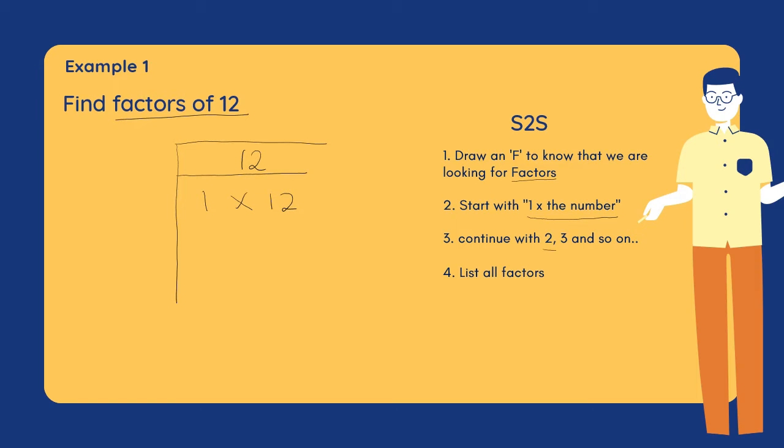Step 3, continue with 2, 3, and so on. So 2 times what gives you 12? And we all know that it's 2 times 6. Next, try 3. 3 times what gives you 12? And we know that it's 4. Now, can you think of any other numbers that when you times them together gives 12? How about 4 times 3? Oh, wait. 4 times 3 is the same as 3 times 4. So you cannot write this down here because 3 times 4 is the same as 4 times 3. Anything else?